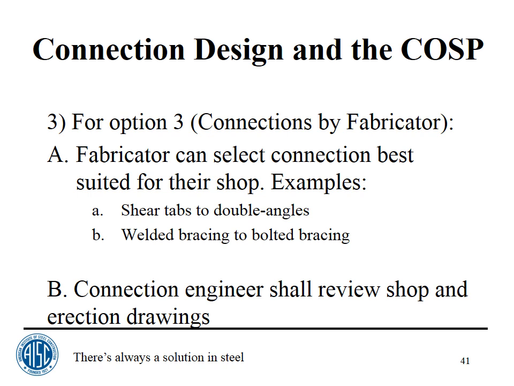For option 3, connections by the fabricator. The fabricator can select the connection best suited for their shop. For example, maybe shear tabs to double angles, or vice versa, or welded bracing to bolted bracing. The connection engineer shall review shop and erection drawings to make sure that his requirements are met. The designer in this case doesn't just design the connections, but he's got to make sure that the fabricator has produced the connections that he's designed.